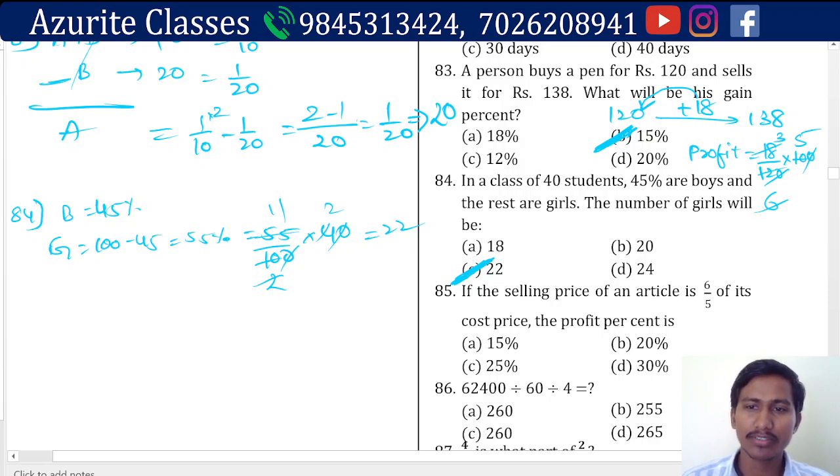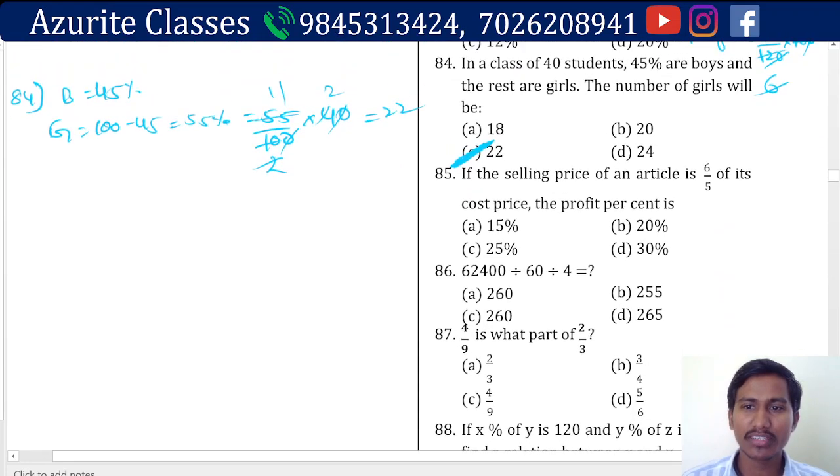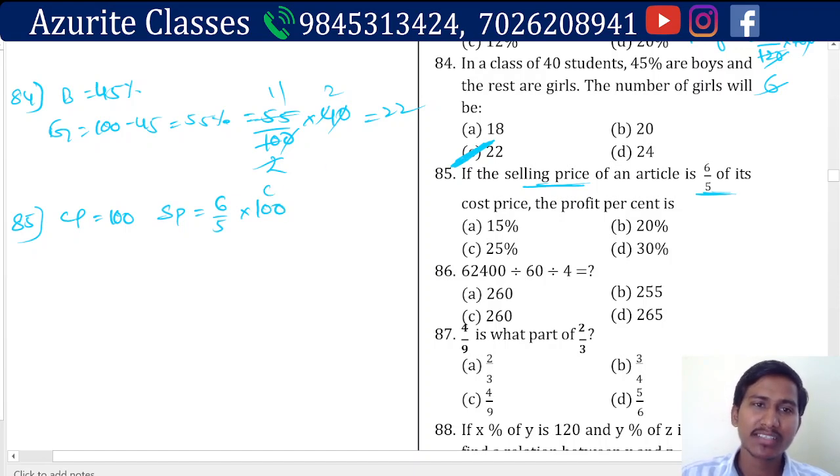Okay, good. Next here students, so that is 85 question. So 85 question is what? If the selling price of an article is 6 by 5 of its cost price, then profit percentage is. So what you can do, for an easier method I will tell. Let us take selling price is 6 by 5 times of its cost price. So cost price I will take it as 100 for easy. So selling price will be 6 by 5 times of cost price, that is the 100. So you cancel it, you will get the answer.